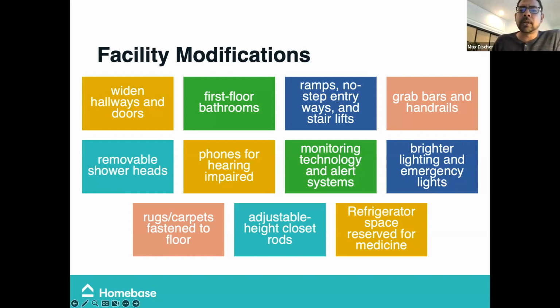This is a big one: rugs and carpets that are fastened to the floor. We can have a lot of slip and fall accidents from rugs that are not attached to the floor properly. Adjustable height closet rods and refrigerator space that is reserved for medicine. Also, bear in mind, we're not going to get into it because it's almost a presentation unto itself, but a lot of these things actually have Disability Act implications. So some of these may actually go beyond the realm of practical considerations and into the realm of legal considerations.